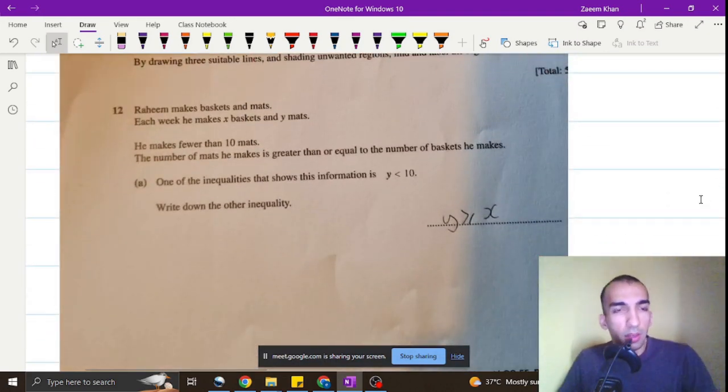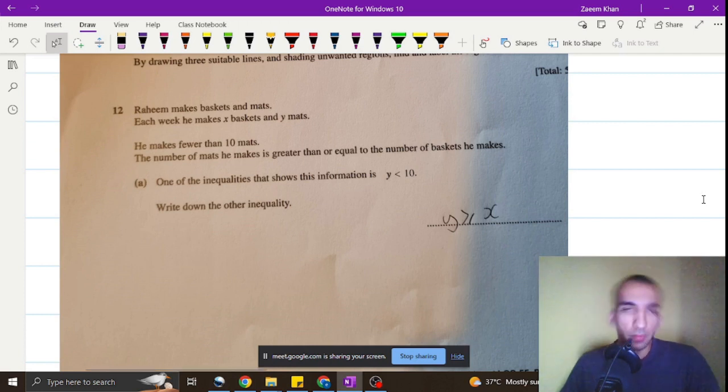What's happening here? Can you read this out? He makes baskets and mats. Each week he makes x baskets and y mats. He makes fewer than 10 mats. The number of mats he makes is greater than or equal to the number of baskets he makes. One of the inequalities that shows information is y is more than 10, and in the other inequality, y is less than 10.